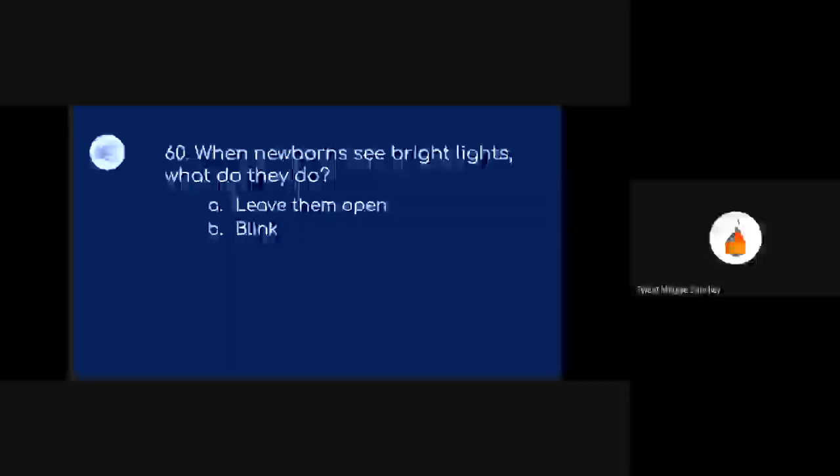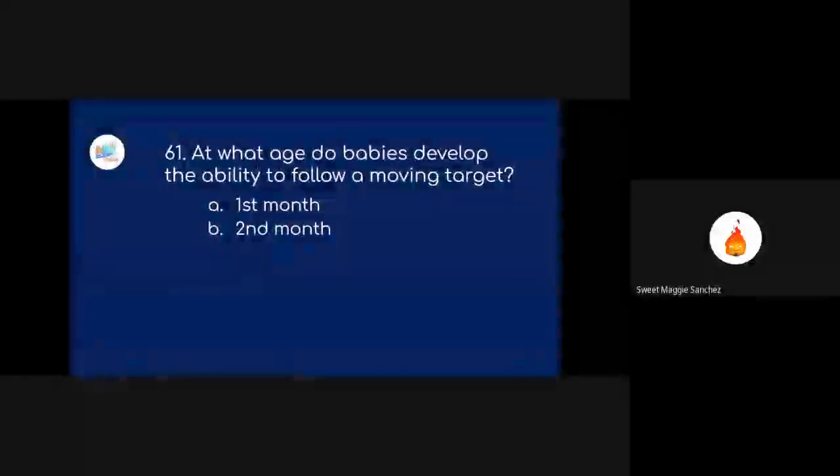Okay. Timer stops. Question 61. At what age do babies develop the ability to follow a moving target? Is it A, first month, or B, second month?